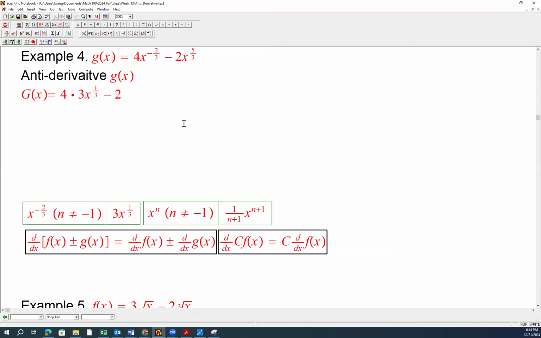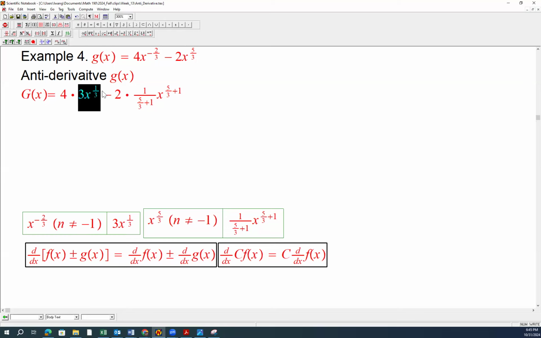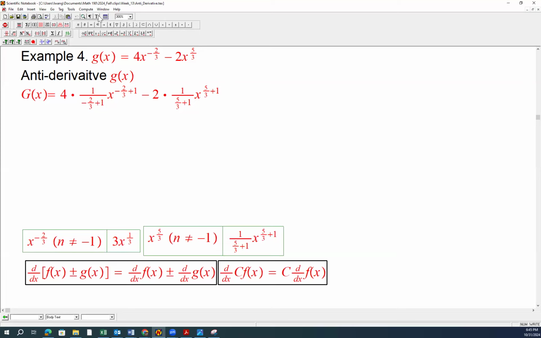Subtracting 2 times the power, this time it is 3/5. N is 3/5. You can actually move this part of the work over here. You can do the same over here, for example, you can write it as negative 2/3 plus 1, and x raised to the power of negative 2/3 plus 1. You can do it this way, so you would not need this piece, but either way is okay, as long as you know what you're doing.